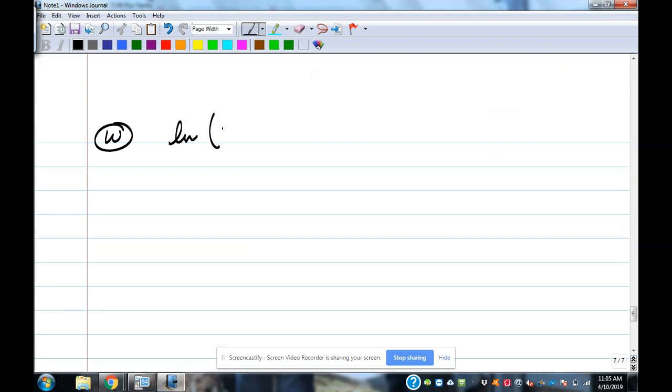Natural log of 10 x to the 4th times the cubed root of y. This one is a... Does anybody know how to write the cubed root as an exponent?